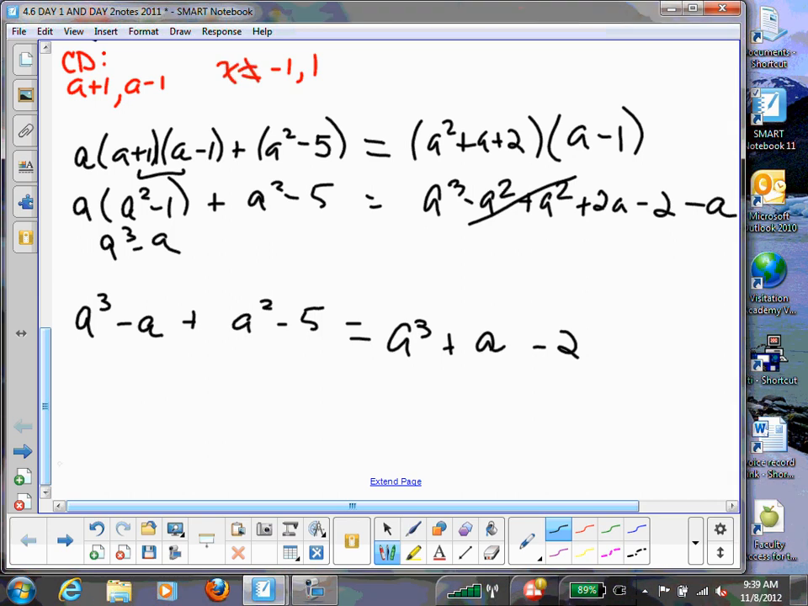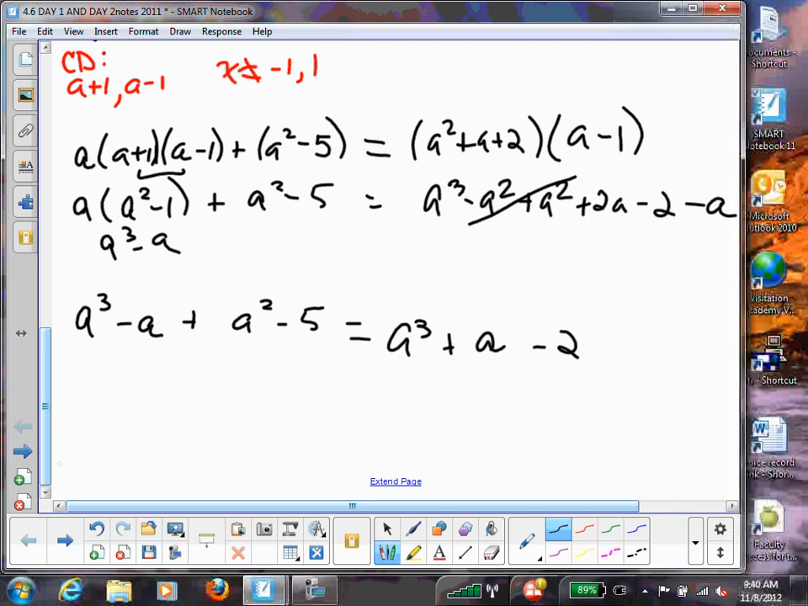Wait, why is it plus a? I forgot to distribute the a times a minus 1. It's a cubed minus a squared minus a, 2a minus 2. I just dropped a term.